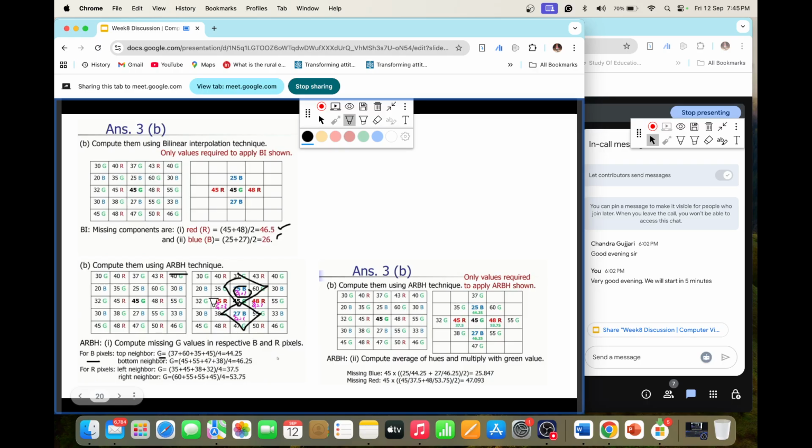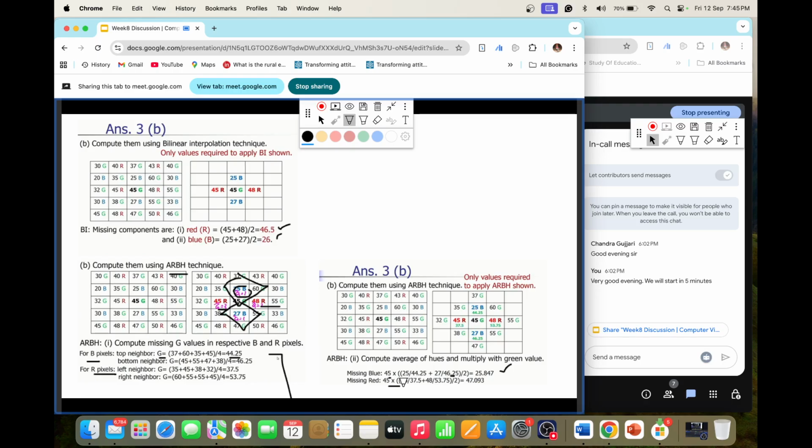Similarly, we can calculate the red pixel. This red pixel can also be calculated by this green pixel, so we will calculate this red pixel and this red pixel. Once we have all these four values, the missing blue will be found by 45 into 25 by 44.25, that is the top neighbor, plus 27 into 46.25, divided by 2. By this you can get the missing blue.